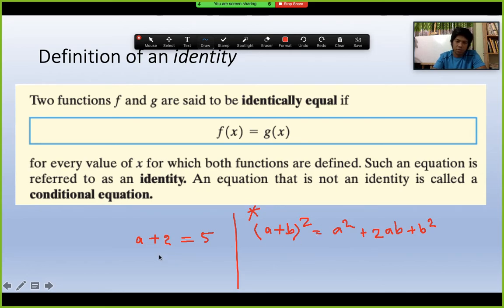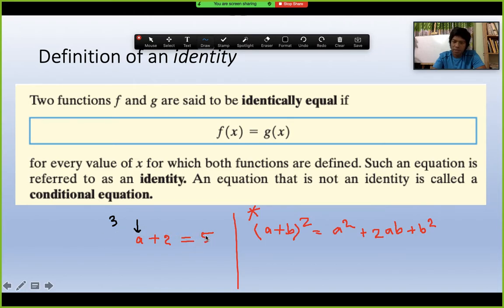But this part, if you look, what is the value of a from this given set? You will notice that if a equals 3, only then this is true. If I write a equal to 6, then 6 plus 2 equals 8, but this side is 5, so this is not true. So only for a equals 3, this is true.